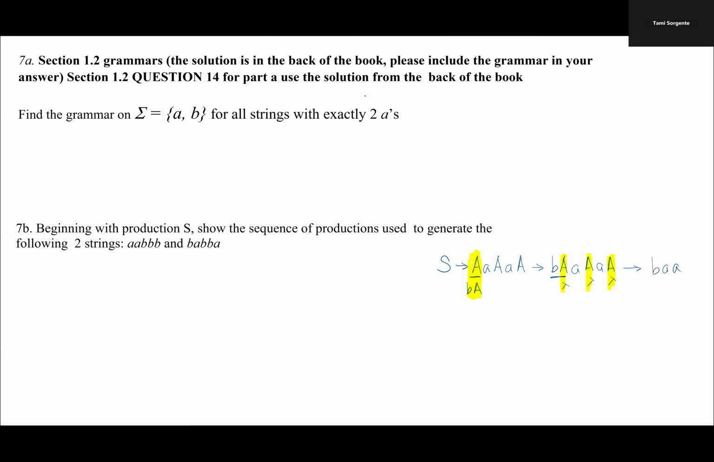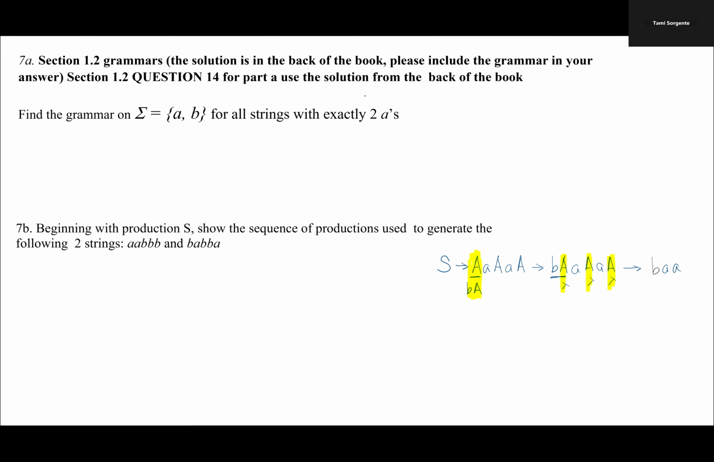All right, question 7, you got a freebie on part A. You just look at the back of the book for the grammar. I will tell you that grammars are difficult to create. I know that they're difficult to create. They're difficult to grade, but we will be doing grammars in this class.